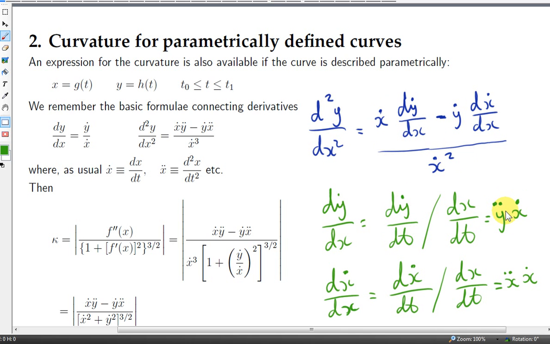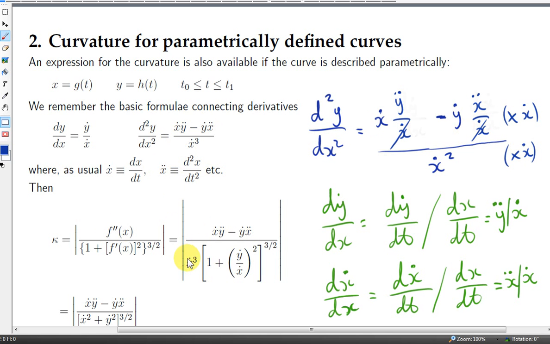I'm sorry, here we have y double dot divided by x dot, and we have x double dot divided by x dot. So this is what we get, and we multiply above and below by x dot, so that those x dots cancel out on top, and we get x dot y double dot minus y dot x double dot on top, and underneath we have x dot squared by x dot, that's x dot cubed. So that's our second derivative, and that's what goes on top for our formula.